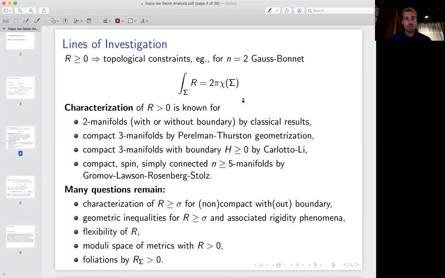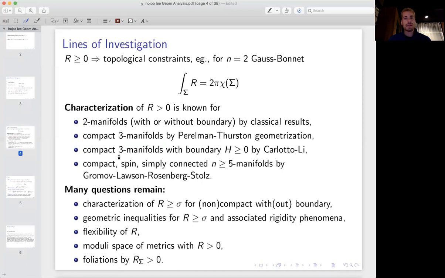But more generally, the characterization for positive scalar curvature is known for two-manifolds with or without a boundary by classical results. It's known for compact three-manifolds by the resolution of the Thurston geometrization conjecture by Perelman.